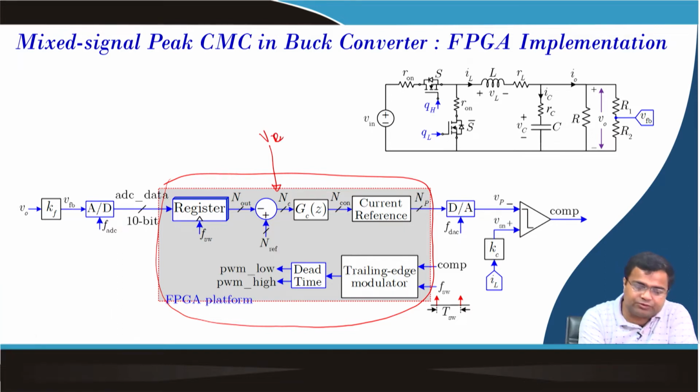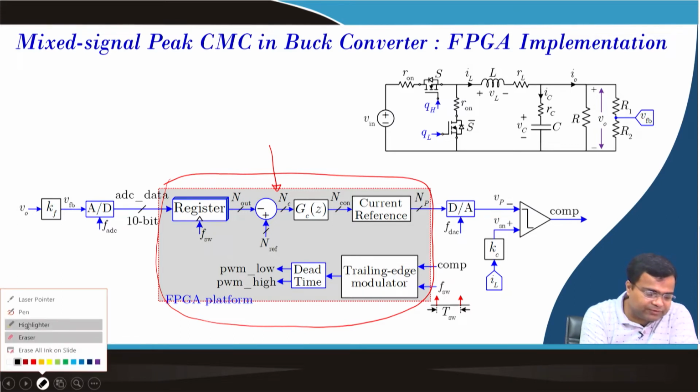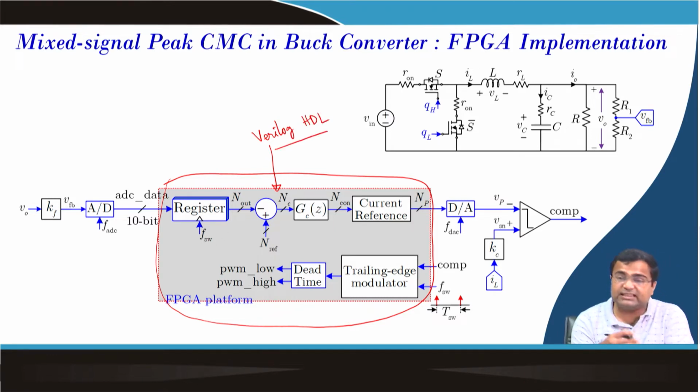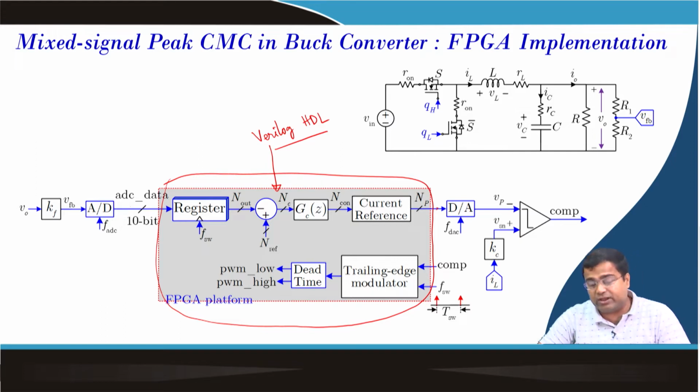We are going to use Verilog HDL, synthesize it, and then plug it into the FPGA device. It will take the ADC data and then send the DAC data, and the comparator output will come out. This part, the detailed implementation of mixed signal current mode control, we discussed in week 8.